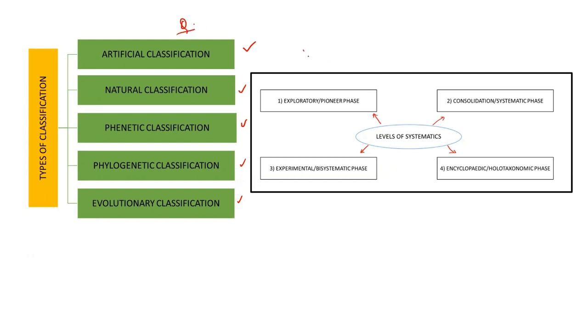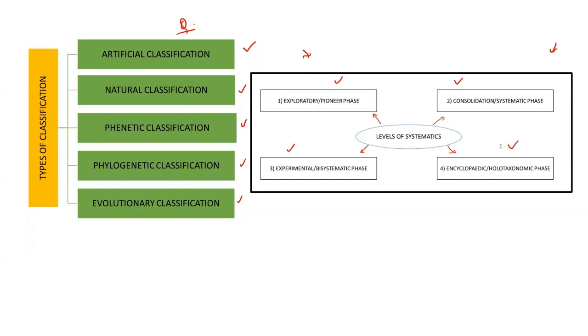and that can fetch you a question over here. Then the second important part is the developmental phase or the levels of the systematic. The first phase is the exploratory or the pioneer phase. The second phase is your consolidation phase or the systematic phase. The third one is the experimental or the biosystematic phase. And the fourth is the encyclopedic or the holotaxonomic phase.